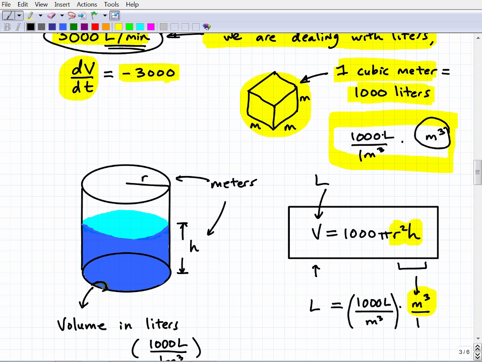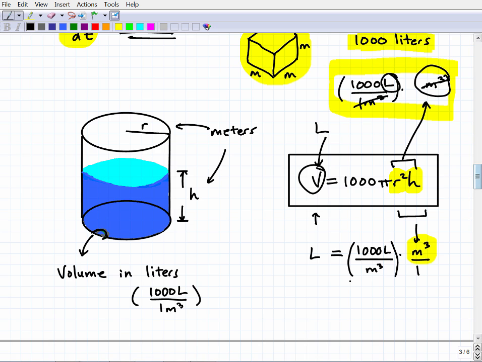So we have 1,000 liters is equivalent to 1 meters cubed. So when we calculate this part out here, we get meters cubed, but we need to get rid of the meters cubed because our given information is in liters. So the way we do that is we multiply by this conversion factor right here: 1,000 liters is equivalent to 1 meters cubed. It gets rid of the meters cubed, and we're left with the unit of measure of liters.